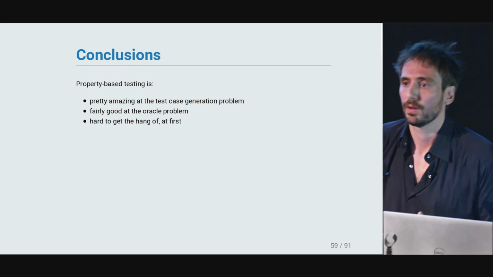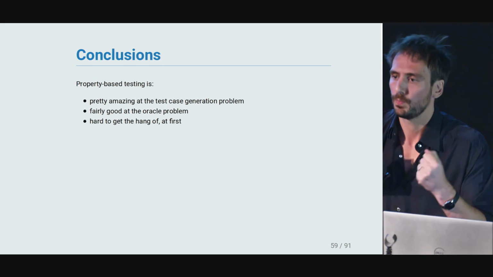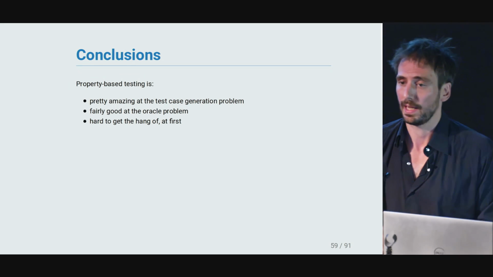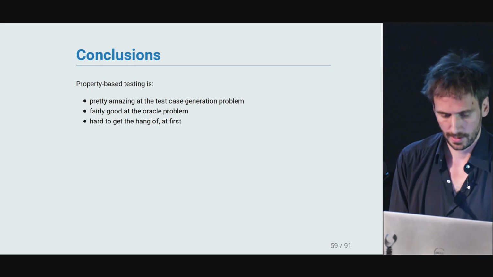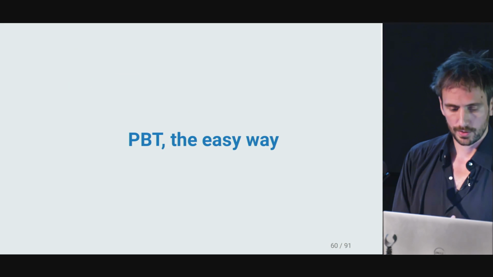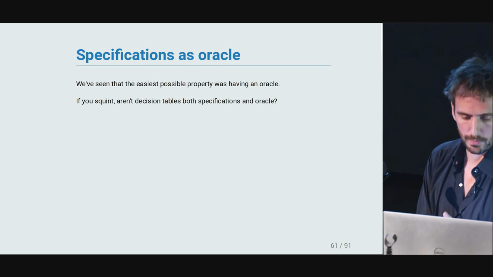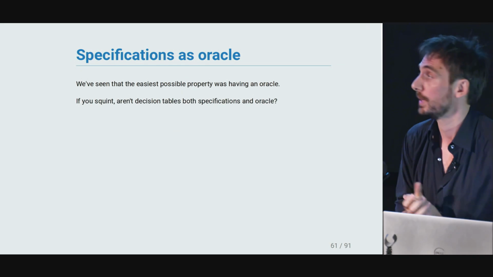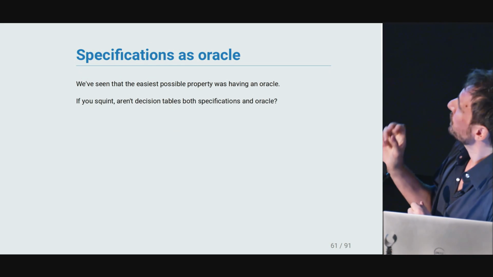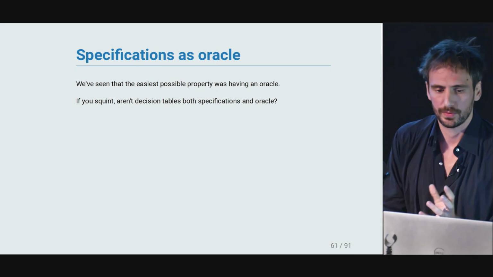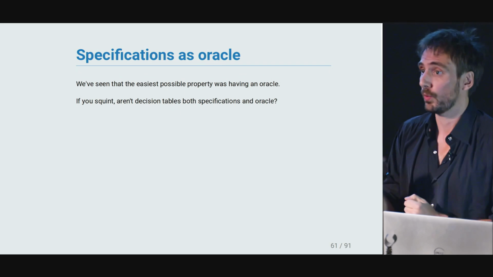So you have to get the hang of it. You have to do it the right way. You have to put yourself in the mindset where the Oracle doesn't exist, and this is not how you test your system. But of course, that's a lot of work. So there's a cheat mode. Remember how before I showed you decision tables? Well, if you squint, aren't decision tables kind of specifications and an Oracle for your system?